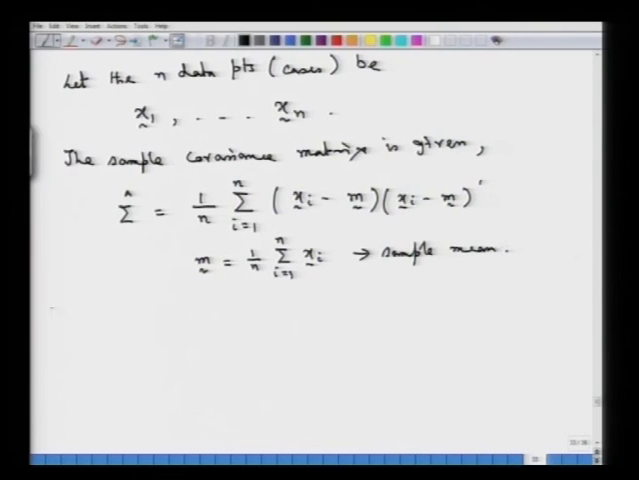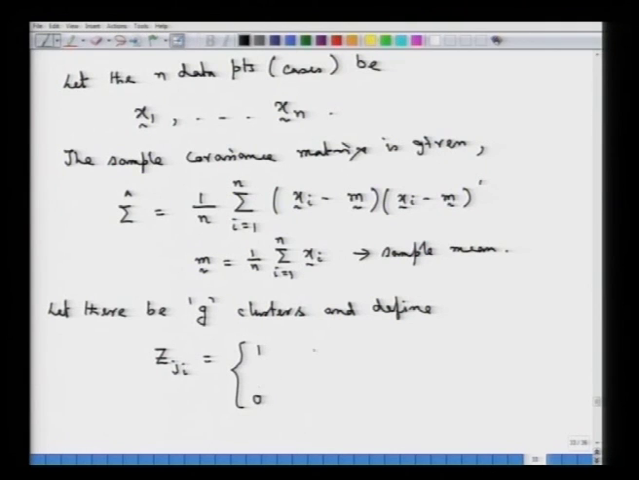Right. Now, let us define the number of clusters. Let there be G clusters. We are trying to compare, or rather have a platform for comparing such possible clusters. Let there be G clusters and define the following indicator function z j i to be equal to 1 if the case x i belongs to cluster j and equal to 0 otherwise. So, if z j i is given by this, we can write the following quantities.